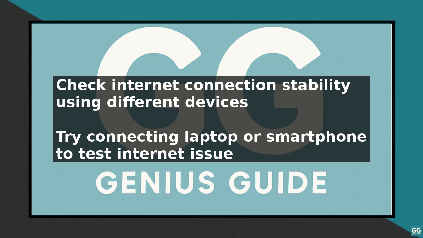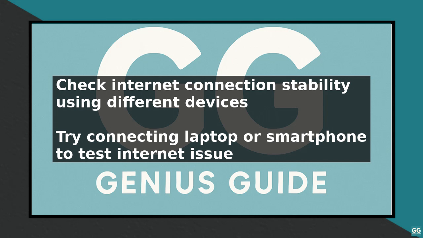Next, check for firmware updates on your Samsung TV, as outdated firmware can cause the 152 error code. To do this, go to the TV's settings menu, select Support, and then select Software Update. If an update is available, follow the on-screen instructions to download and install it.